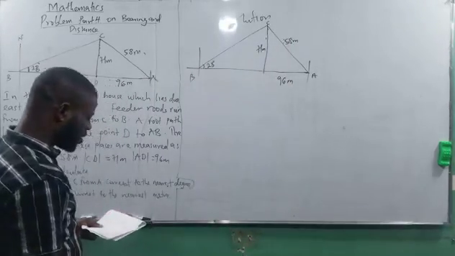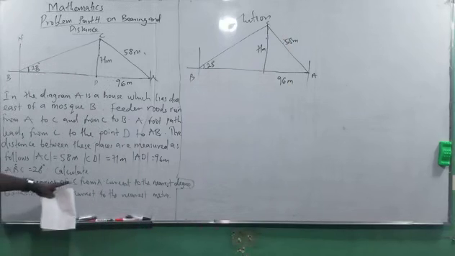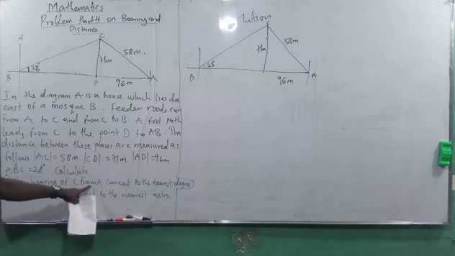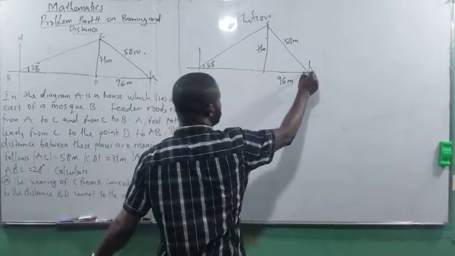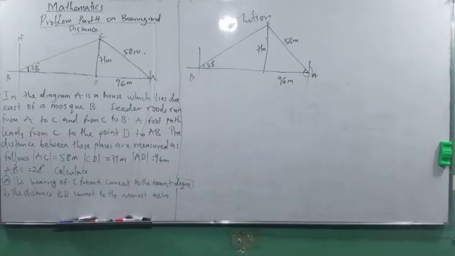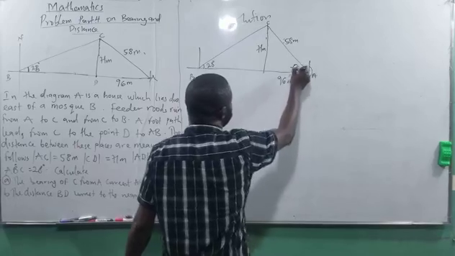Now, don't forget that you are asked to calculate the bearing of C from A. It means you are looking for this bearing. I think that is the bearing you are looking at. And for your information, this little part will be theta.